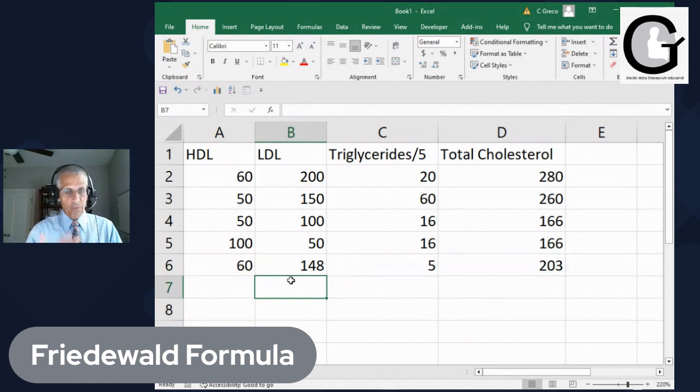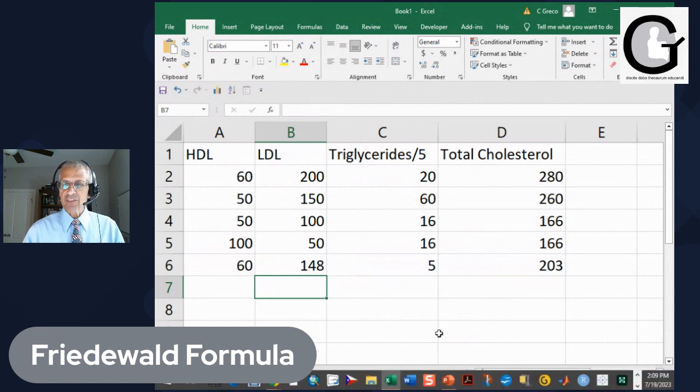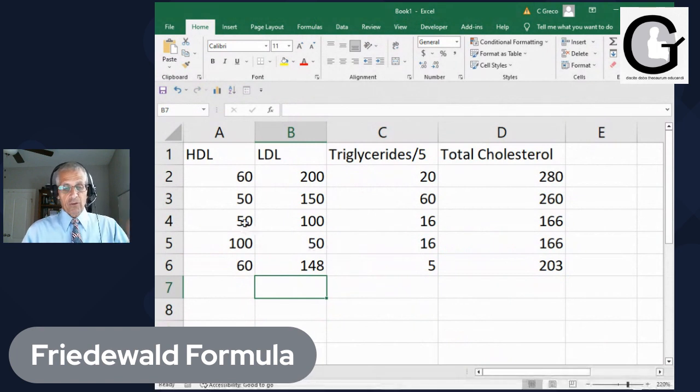Again, this is the Friedewald formula. So you can determine the LDL if you have the HDL, the triglycerides over 5, which is supposed to estimate the VLDL, and the total cholesterol. So what does this all tell us? It tells us something very important: no matter what you do, you have to take a look at the different formulas to find out exactly what's going on.